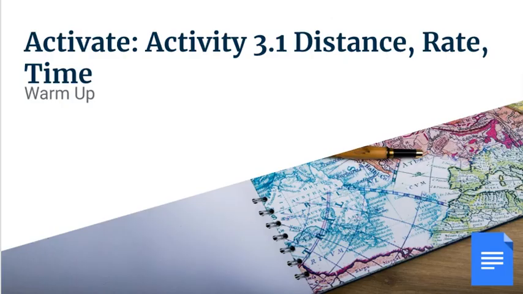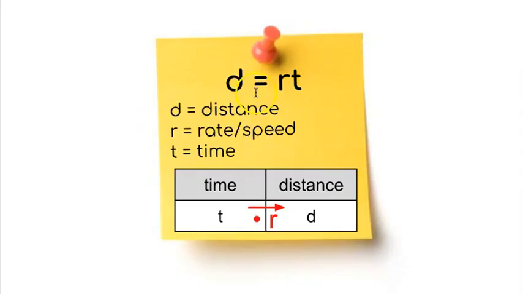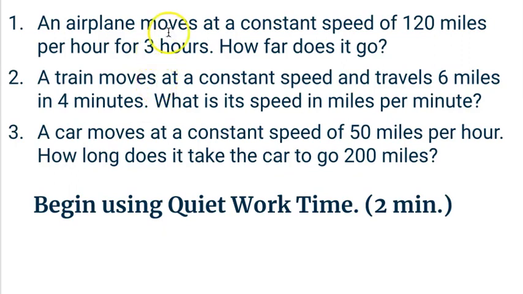All right, let's review distance, rate, and time. So you should remember some problems we did with distance, rate, time. Rate, another term for that would be speed, that we've used more regularly. So remember that distance is equal to the rate or the speed times time. So we're going to think about these three here. We're going to go over them in just a second.